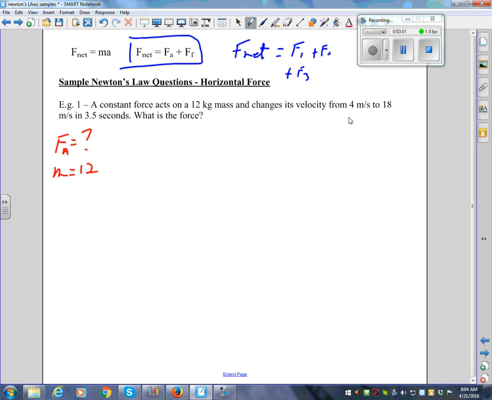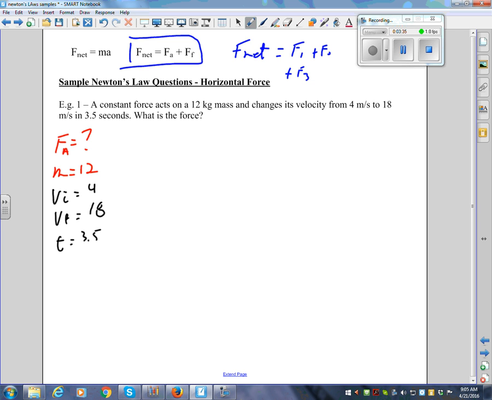Changes its velocity from 4 to 18. That's telling me the initial is 4 and the final is 18. And I got one last thing. The time is 3.5. Those are the things that I know, right? FA is question mark, mass is 12, VI is 4, VF is 18, and the time is 3.5. Okay. I'm looking for applied force.